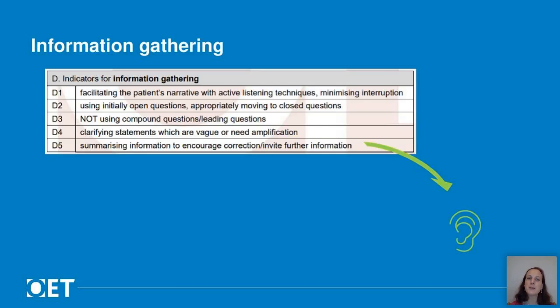You should also try to avoid leading questions, which suggest the answer to the patient rather than letting them answer it in their own way. So, for example, you've not had these symptoms before, have you? Is a leading question. It's sort of answering or pushing the patient or carer towards a particular answer.